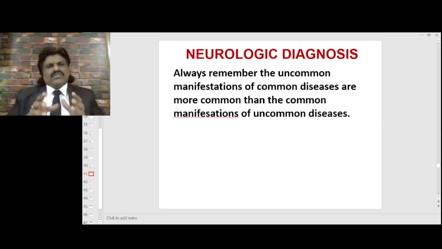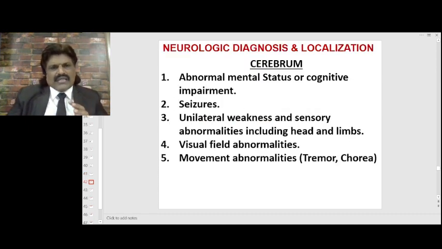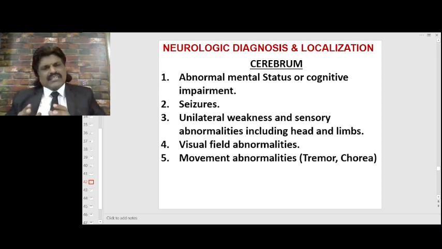So finally, neurologic diagnosis: always remember the uncommon manifestations of common diseases are more common than the common manifestations of uncommon disease. So history and neural examination have to be integrated to make out the diagnosis, and we should always try to diagnose the common diseases. So how does this history and examination help in localization? It could be in the cerebrum, it could be in the brainstem, or lower down in the neuraxis.